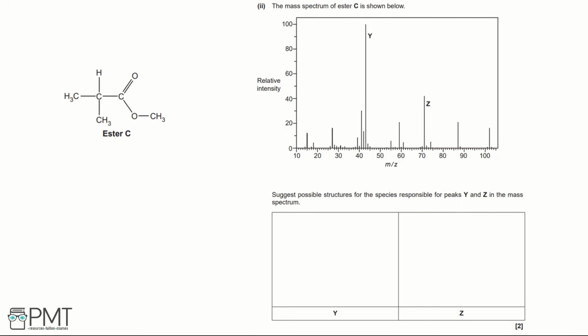Part 2. The mass spectrum of ester C is shown below. Suggest possible structures for the species responsible for peaks Y and Z in the mass spectrum.